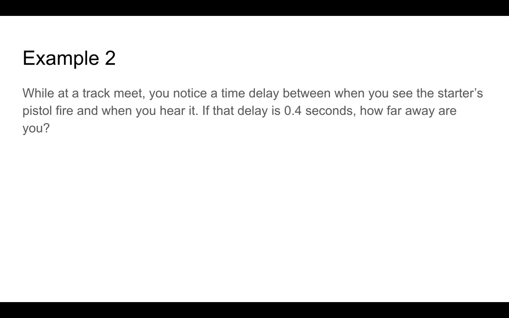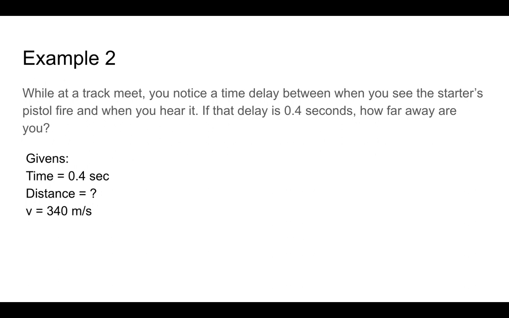So very, very interesting. As always, let's write down our givens. So we know that the time delay is 0.4 seconds, and we want to know how far away you are. So we want to know the distance, right? Now, the other hidden given that I just talked about is that the speed of sound is 340 meters per second. So we want to know the distance, and we know that the velocity is 340.